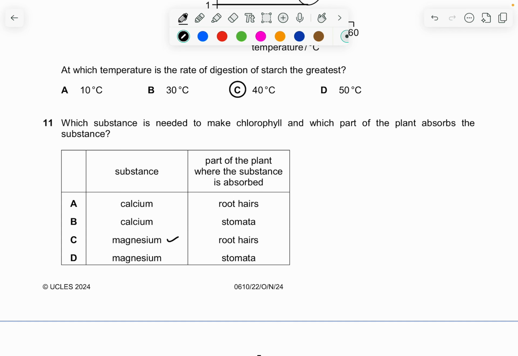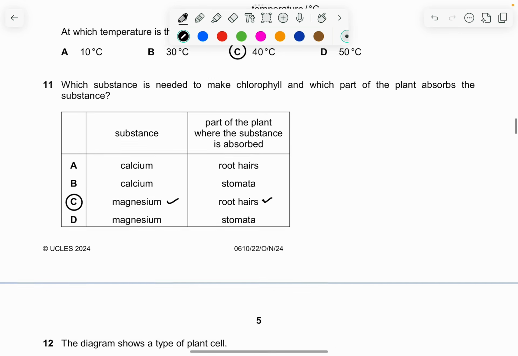Where in the plant is the part of the plant that absorbs the substance? So where do they get these ions? Where do they get these nutrients? Obviously it's at the root hairs. So the answer is C.